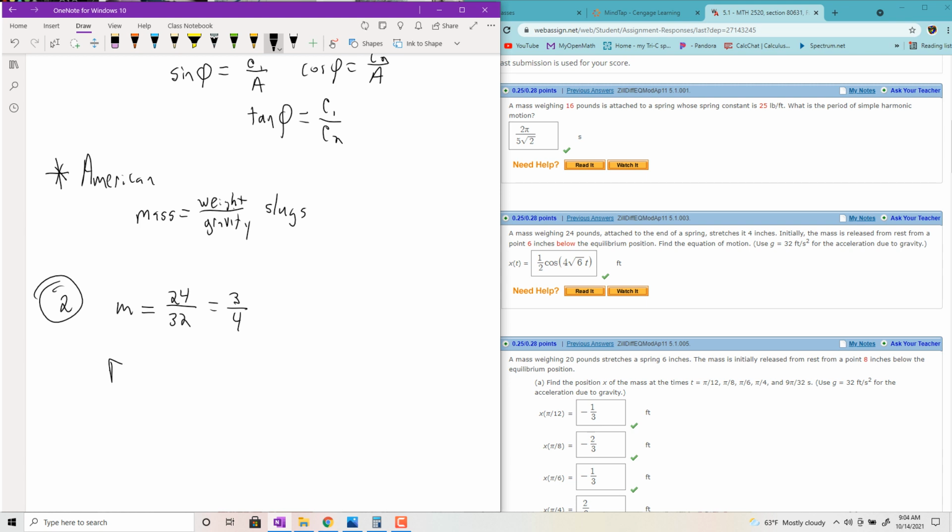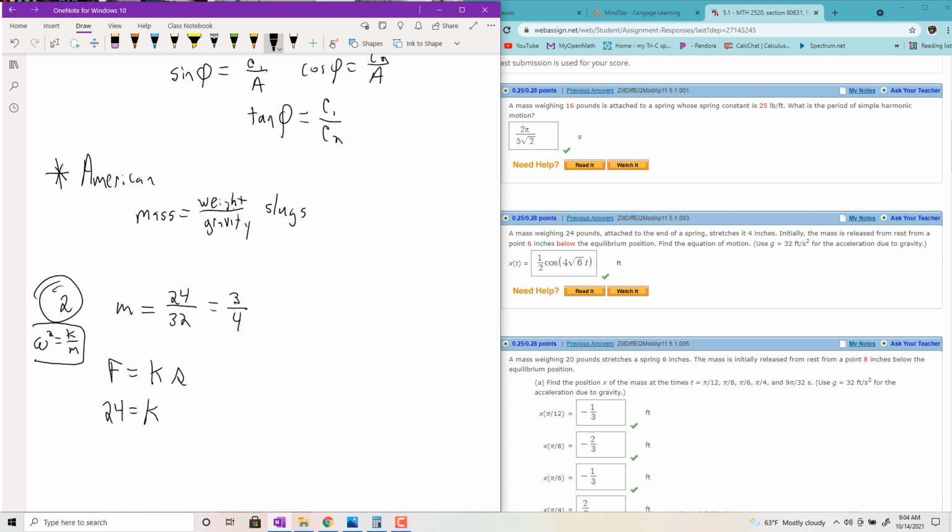It's saying that once you attach it to a spring, it's going to stretch it 4 inches. So that's that force. That's Hooke's law. But we're not going to use the negative version of it. We just use the absolute value version of it. The force is going to be equivalent to the weight, so you could just put 24 for force. And what you need is that k value, because your omega squared is going to be k over m. To build our equation of motion, I need omega, so I'll need to retrieve the k value from this force equation.